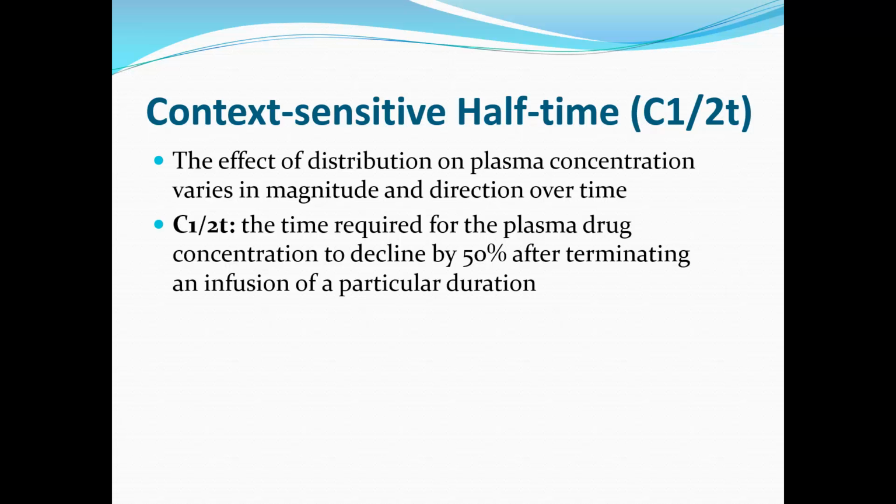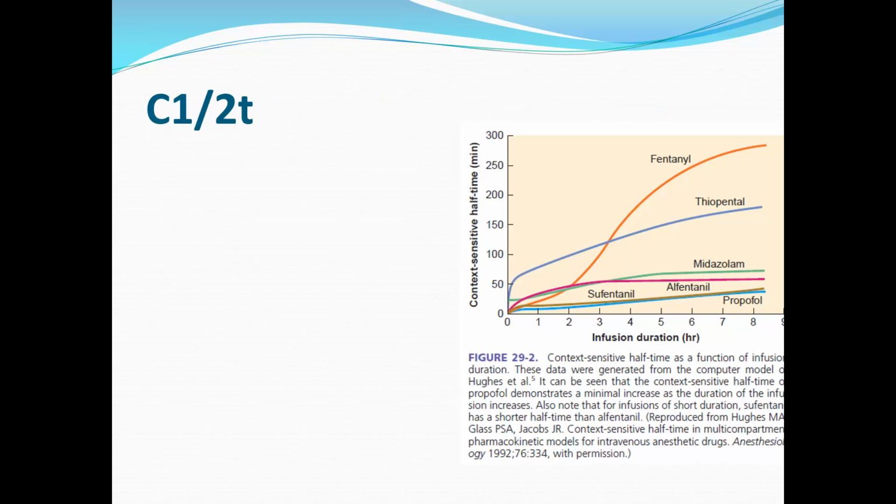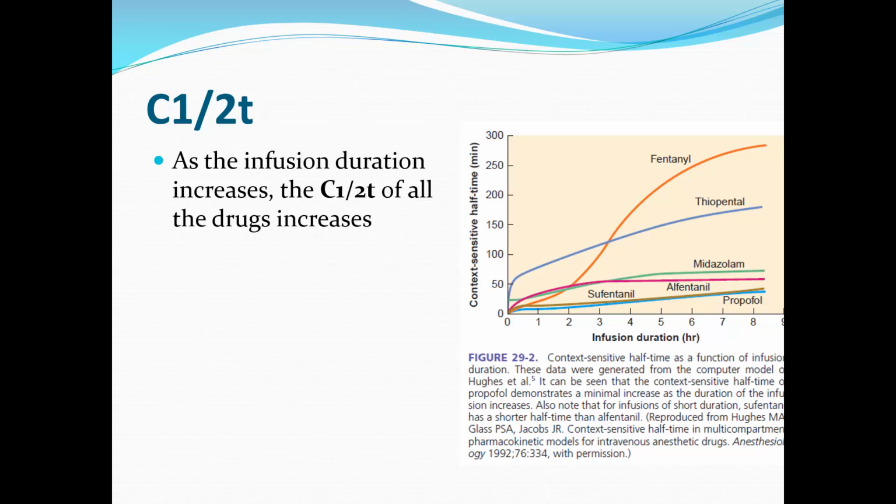Context-sensitive half-time describes the time required for the plasma concentration to decline by 50% after you stop an infusion of a particular duration. This context-sensitive half-time reflects the combined effect of distribution and metabolism on drug disposition, and thereby the drug action. As the infusion duration increases, as you can imagine, the context-sensitive half-time of all drugs increases.